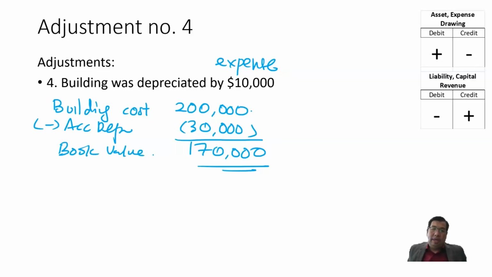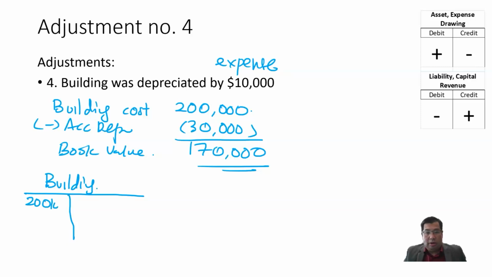So in this question, it says that you're going to add more depreciation by 10,000. So this is your building account. The cost of the building is still the same, 200,000. This is the cost you bought the asset. The accumulated depreciation account, the amount already depreciated, is 30,000.